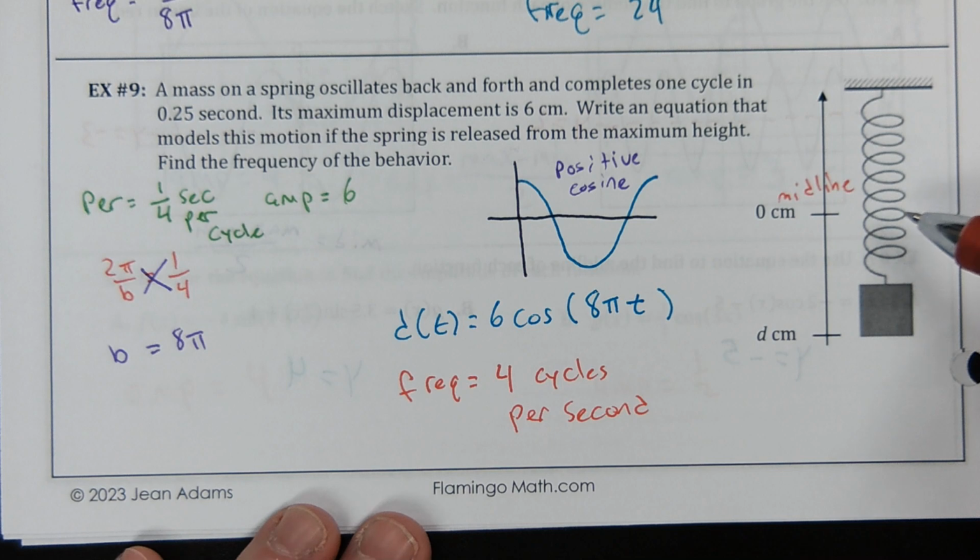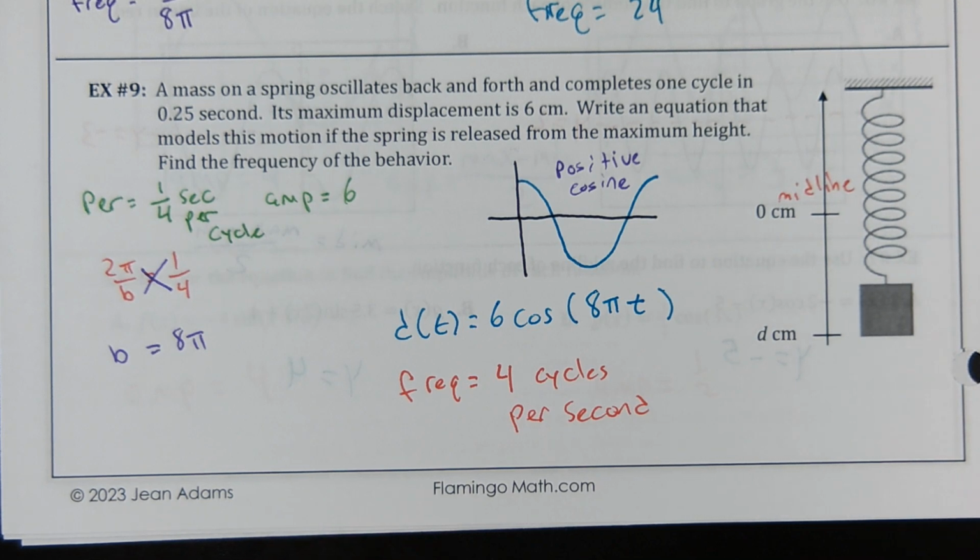So this thing is bouncing really fast. Boing, boing, boing, boing. 4 full patterns in 1 second. That's what the frequency is. What do you think about all that stuff?